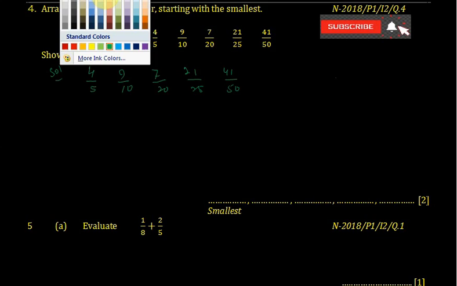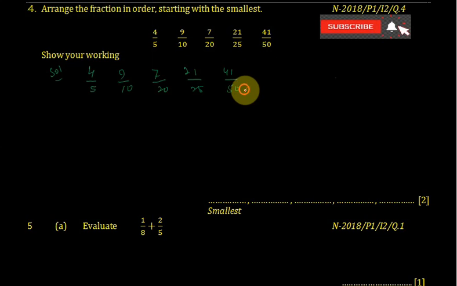So if I multiply 50 by 2, it becomes 100. I also multiply by 2 here, and 25 multiplied by 4 becomes 100, so I must multiply the 21 with the same number. 7 multiplied by 5 here, 10 multiplied by 10, so 9 multiplied by 10, 5 multiplied by 20, so it is also multiplied by 20. Now through this we can make the denominators the same.